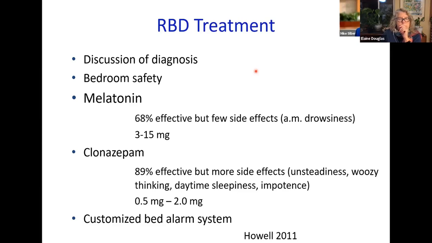We start at usually 0.5 milligrams, and we may go up as high as 2 milligrams, depending on side effects and on benefit. Again, I have to emphasize that neither of these medications affect the course of the illness. They simply treat the symptoms.